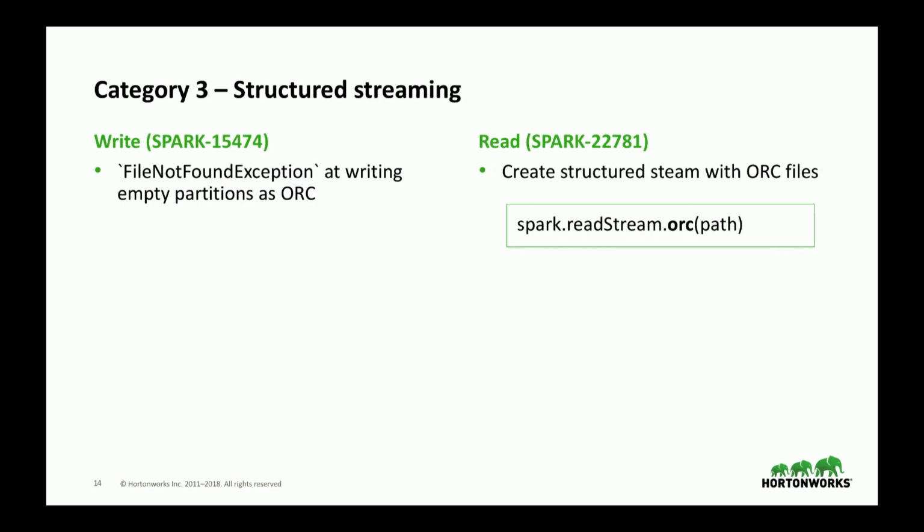The other thing is structured streaming. Structured streaming is very popular in Spark. Many people want to try it, but suffer from ORC. It failed to write. And the read path is just an API issue. The API is missing because previously the writer did not work correctly. So the issue you previously met is the file not found exception.